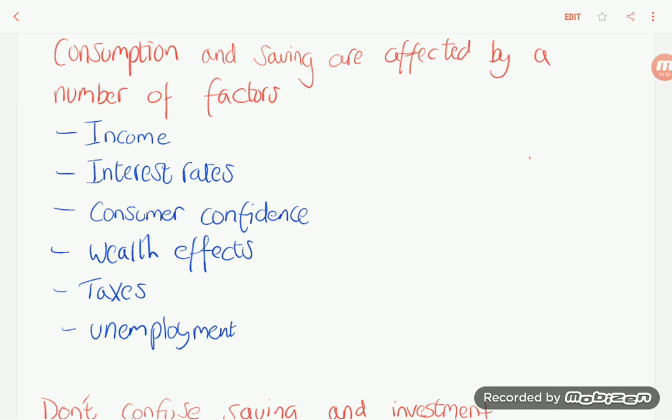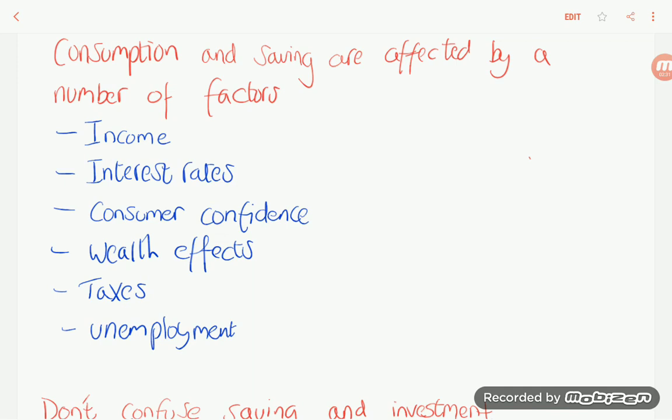Second, interest rates. Higher interest rates tend to lead to less consumer spending. Consumers save more to take advantage of the higher rates, and they're less likely to borrow money or buy things on credit because it's more expensive. Consumers may also have less money to spend if interest rates on existing loans and mortgages increase. That is, they'll have less disposable income.